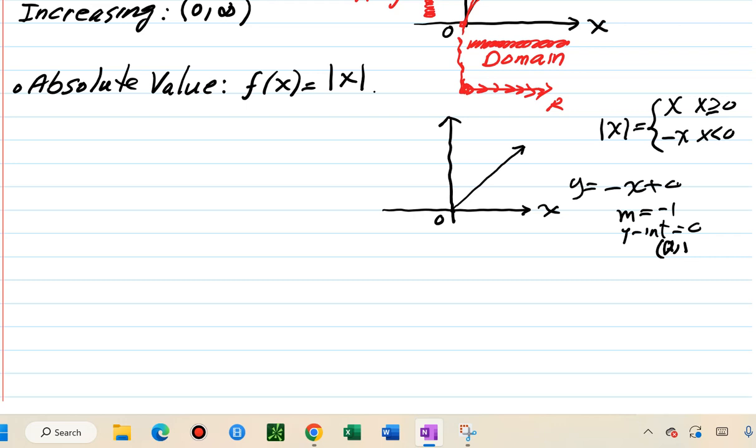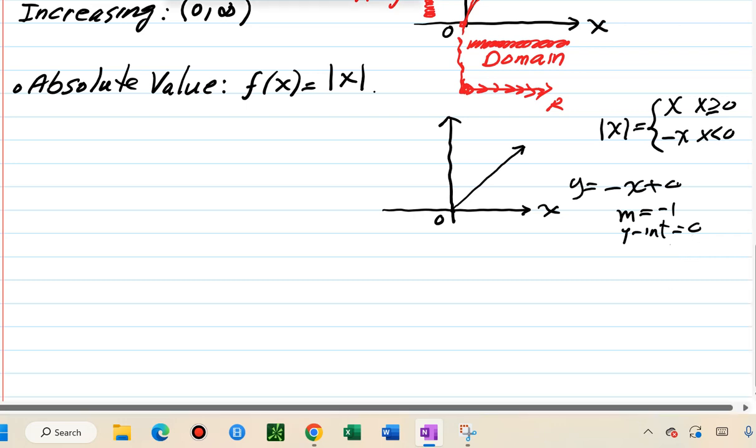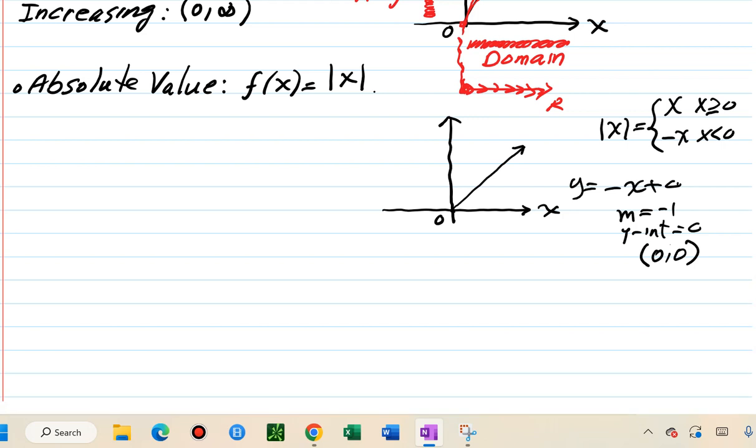Sorry, (0, 1)... oh, (0, 0), so sorry. Because when x is 0, y is 0. There you go. Remember, the y-intercept is a place where x is 0. So when x is 0, y happens to be 0. All right, and that's for this one.